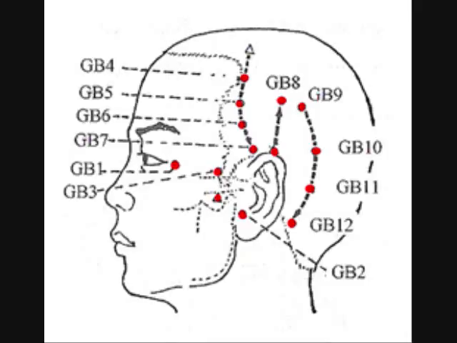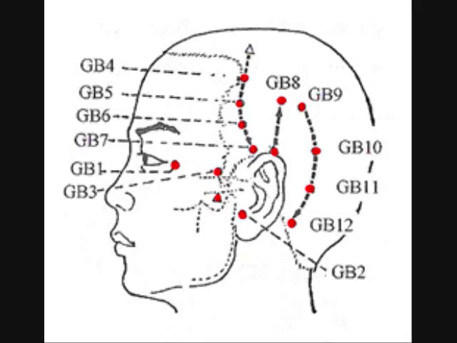GB7, directly above the posterior border of the preauricular hairline, about 1 finger's breadth anterior to Sanjiao 20. GB8, superior to the apex of the auricle, 1.5 Tsun within the hairline. GB9, directly above the posterior border of the auricle, 2 Tsun within the hairline, about 0.5 Tsun posterior to GB8.